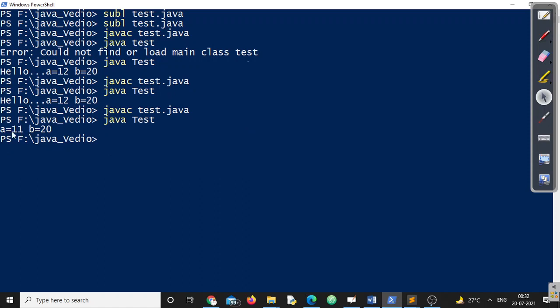Now let's see what it says. It says A 11, B 20. Can you look at the previous answer? Hello was printed, A was 12 and B was 20. Here hello is not printed because the condition is false. A value will be 11 and B value will be 20.